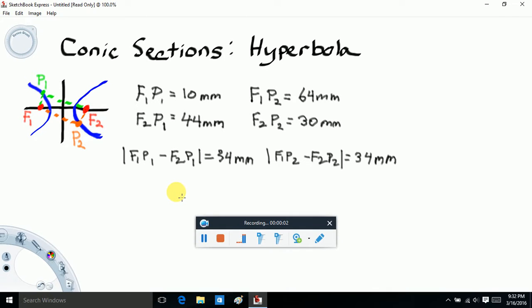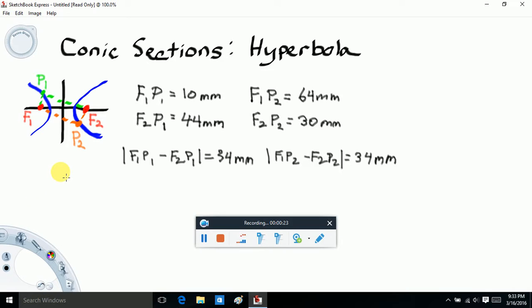Alright, now we're going to talk about the third conic section, which is called the hyperbola. So if you look in this diagram, you'll notice that the shape of a hyperbola is like two parabolas that are facing opposite directions.